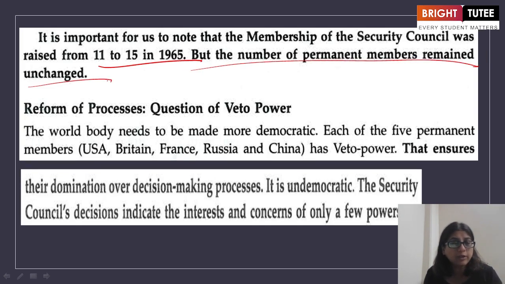And reform of process, the question of veto power. The world body needs to be made more democratic. Each of the five permanent members, USA, Britain, France, Russia, and China, has veto power. That ensures their domination over decision-making processes, which is undemocratic. And the Security Council's decisions indicate the interest and concerns of only a few powers.